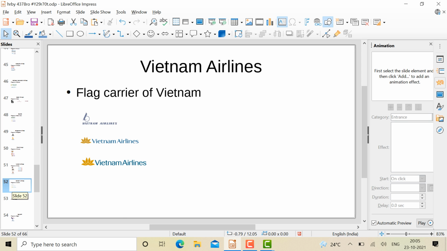Our last Asian carrier is Vietnam Airlines. Vietnam Airlines is the flag carrier of Vietnam, and the first logo looked kind of like a bee, and then there was a kind of lotus plant added in front of Vietnam Airlines. The logo then completely changed altogether.